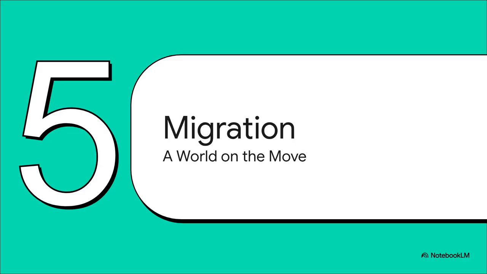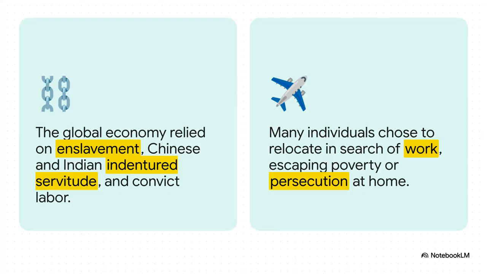Imperialism didn't just move raw materials and armies around the world. It moved people. We're talking millions of people, on a scale that had never been seen before. The huge demand for labor, combined with the chaos of conquest, created a world on the move. And this migration came in a few different flavors.